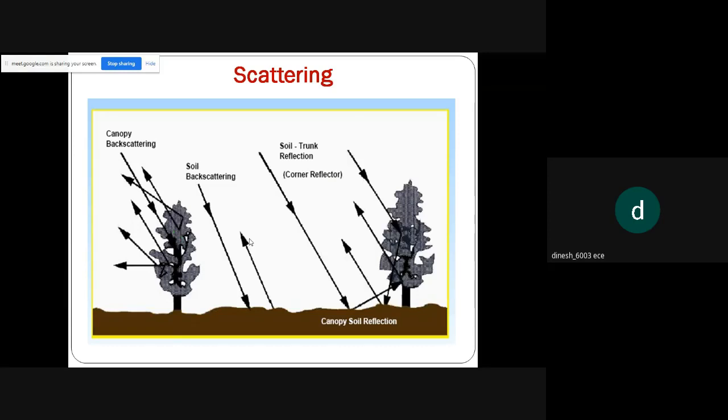Canopy backscattering, you can see. These are incident waves which fall on the trees, and due to multiple reflections or corner reflections, they reflect back, which we call canopy backscattering. So this is soil backscattering. This will fall and reflect as it is. Soil trunk reflection, you can see here the corner reflectors from the tree as well as from the soil. Canopy soil reflection.